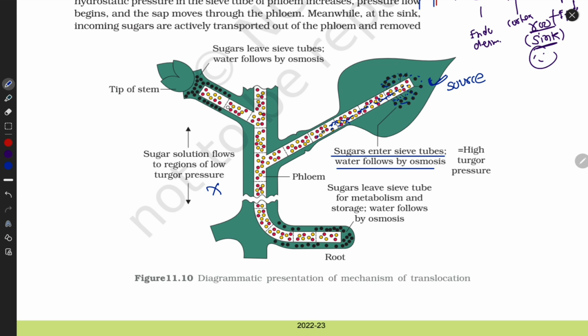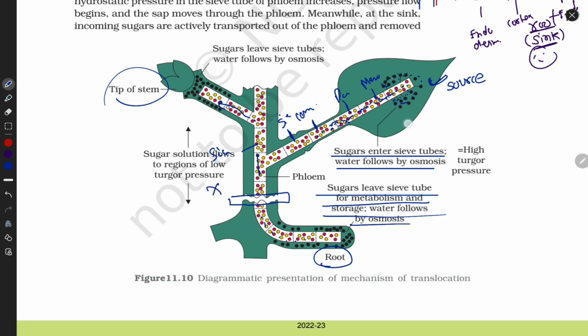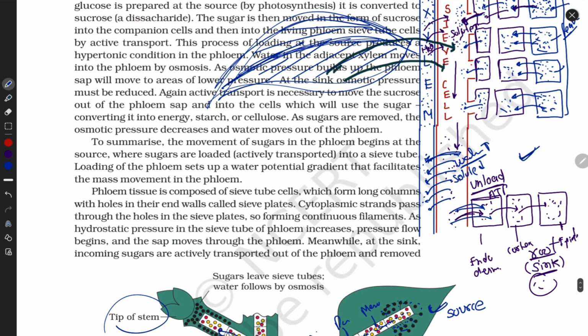Now they transport. This is the mesophyll cell. This is the parenchyma cell. This is the companion cell. And this is the sieve cell. This is also the sieve cell. Phloem transports food all over the body. This is not a breakage, guys. How do they make it through such a long plant? And here also, root to tip part, all over, food can translocate. Here, sugar leaves sieve tubes for metabolism and storage. Water follows by osmosis. I already described everything.